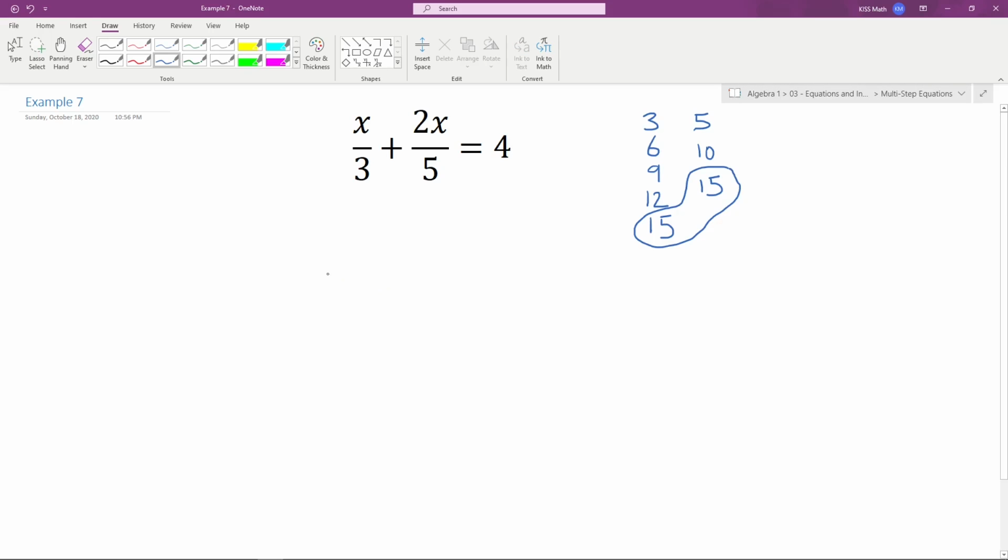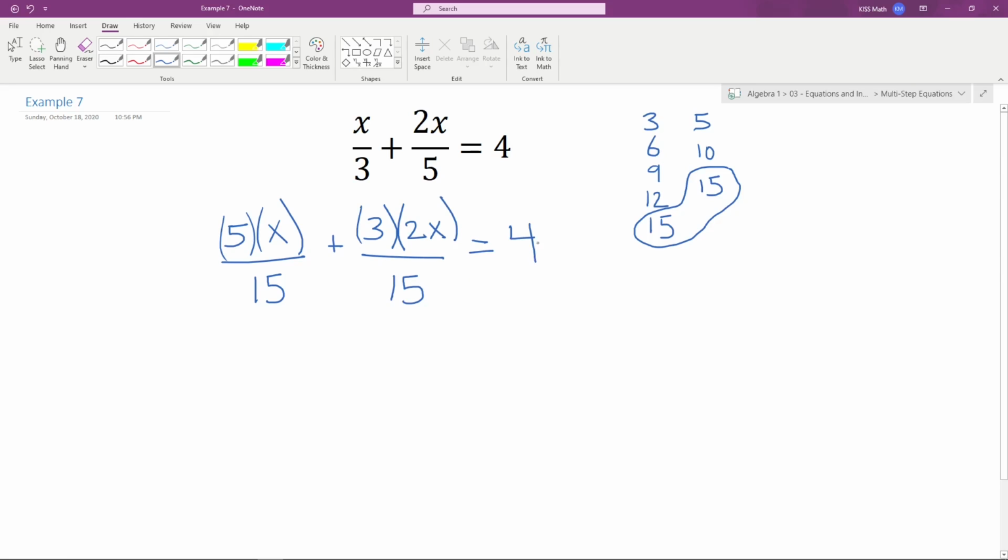And so in order to get to 15, I have to multiply this 3 by 5, right? So I will have 5 times x over 15. And then to get to 15 on the bottom, I have to multiply by 3. And so I have to also multiply that to the top. So 3 times 2x over 15. If you're not following me, you need to watch my fractions section.